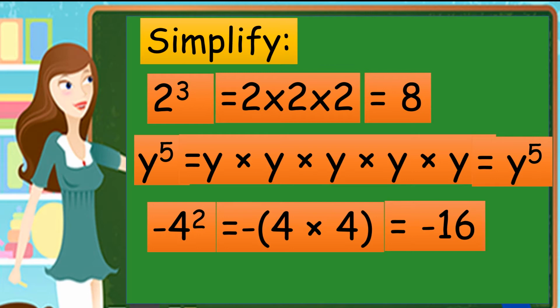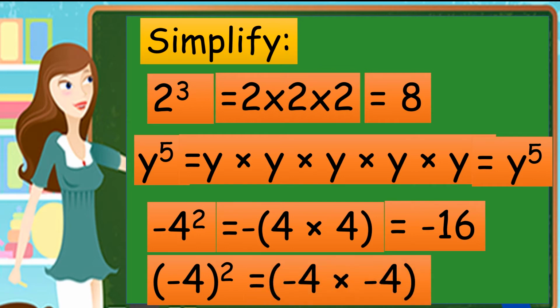Ito naman yung isang given na kaparehas na negative 4. The quantity of negative 4 quantity squared is equal to the quantity of negative 4 times negative 4 is equal to positive 16. So, iba siya doon sa nauna nating given kasi nasa loob ng parenthesis yung negative sign. So, when we multiply signed number na parehas negative, ang sagot niya ay positive number. So, the answer is 16.